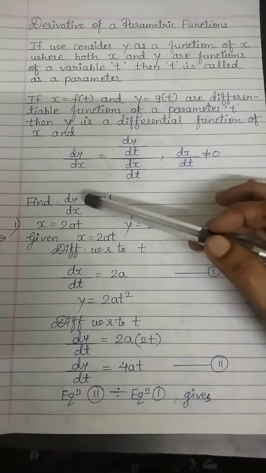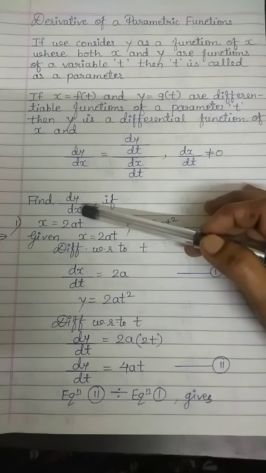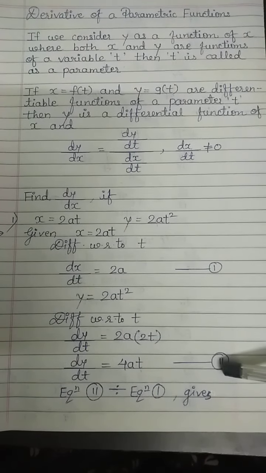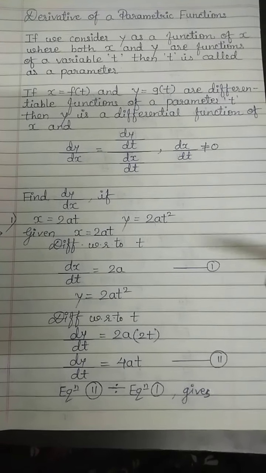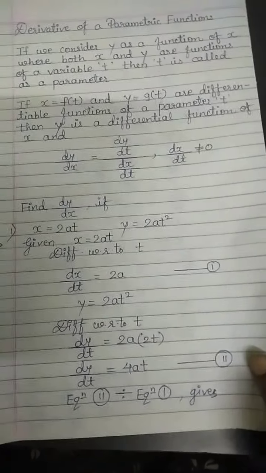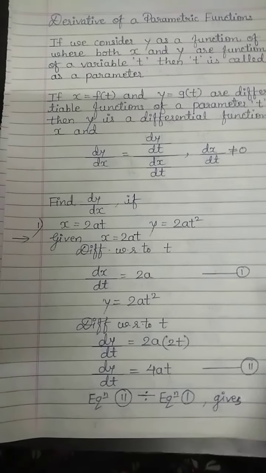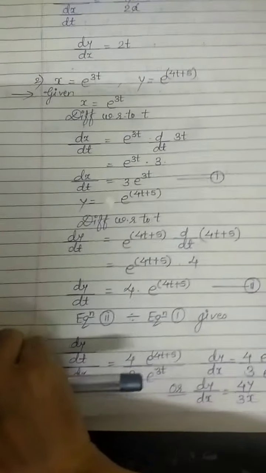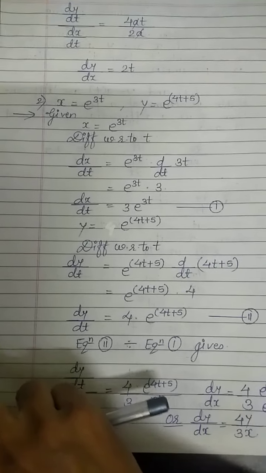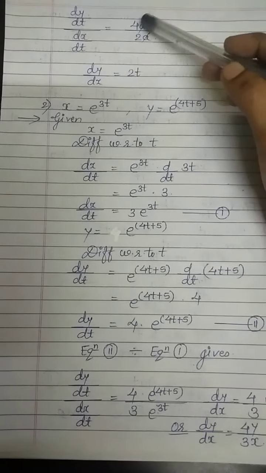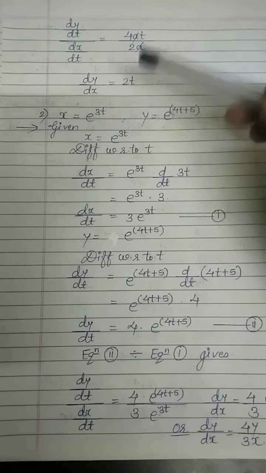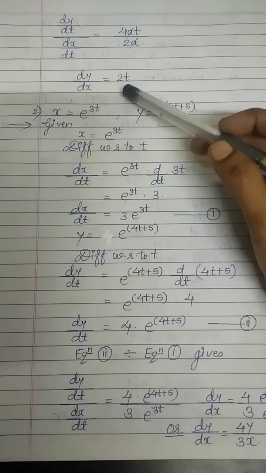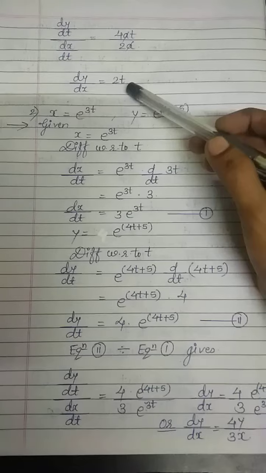Now since we want the value for dy by dx, equation number 2 we will divide by equation 1. So we will get dy by dt upon dx by dt is equal to 4at upon 2a. Now a gets cancelled, 2 2s are 4. So the answer is dy by dx is equal to 2t.